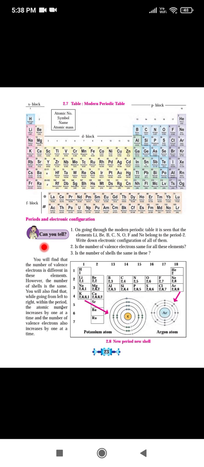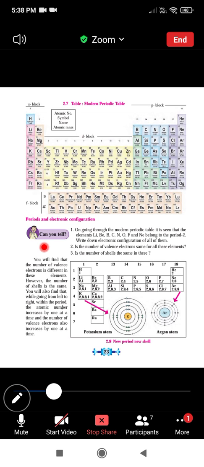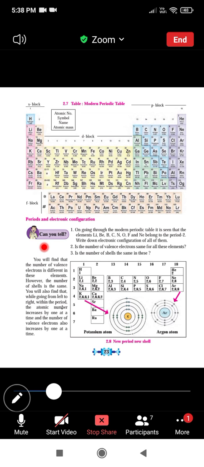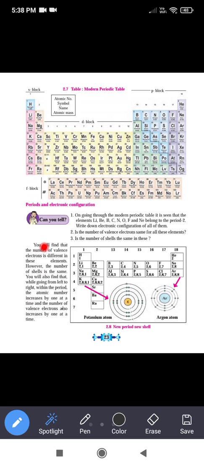So you will find that the number of valence electrons is different in these elements. However, the number of shells is the same. You will also find that while going from left to right within the period, the atomic number increases by 1 at a time, and the number of valence electrons also increases by 1 at a time. So when we move from left to right in a period, the valency increases from 1 to 4 and then decreases from 4 to 0. Okay, so these are observations related to the electronic configuration in a period.